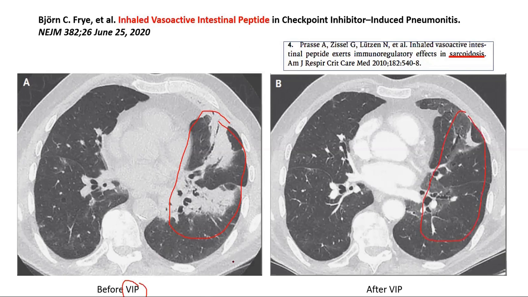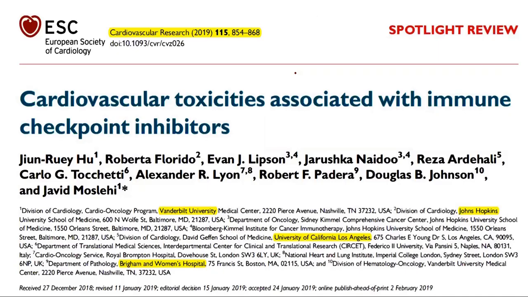Why would the drug do it? Nobody knows. But this drug has been previously used to treat sarcoidosis of the lungs. So for that precedent, they tried this drug for this purpose, and it seemed to have worked. So if you're a pulmonologist, or you happen to have a severe, tough case of checkpoint inhibitor pneumonitis, you might want to consider adding this inhaled vasoactive peptide.